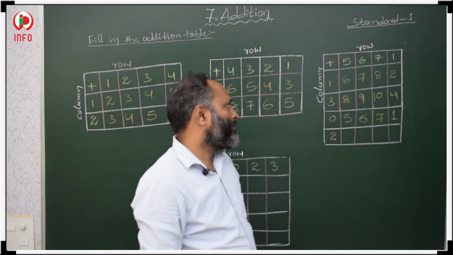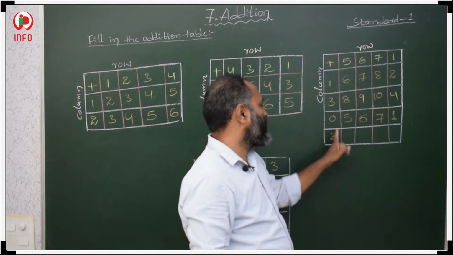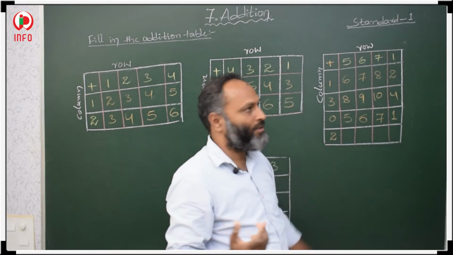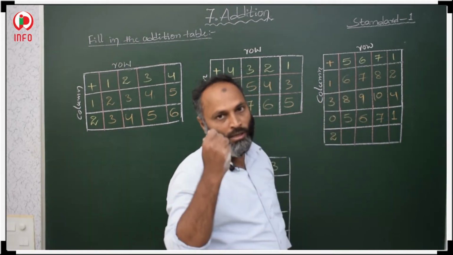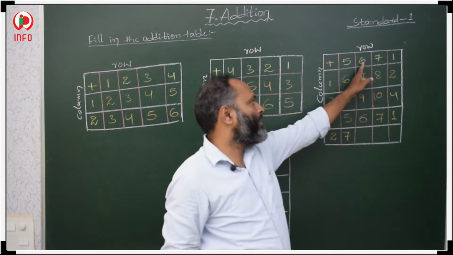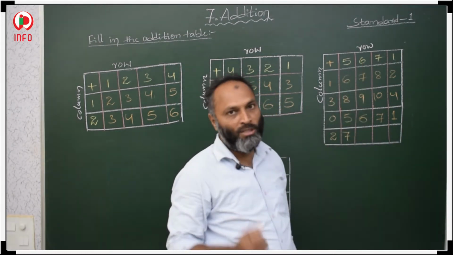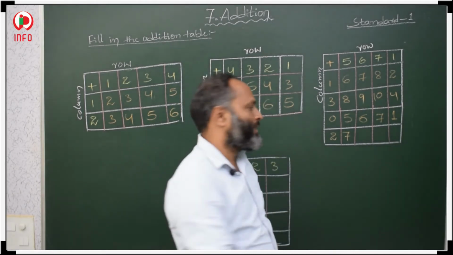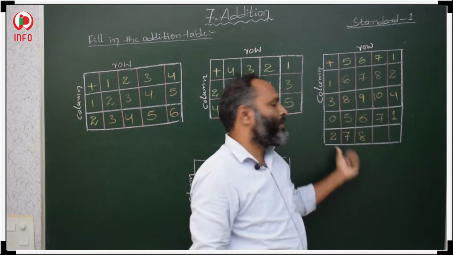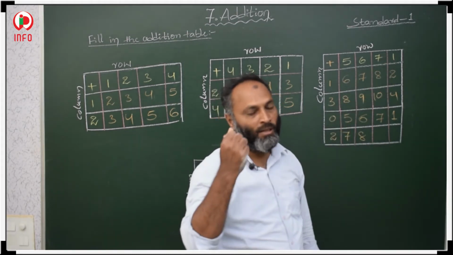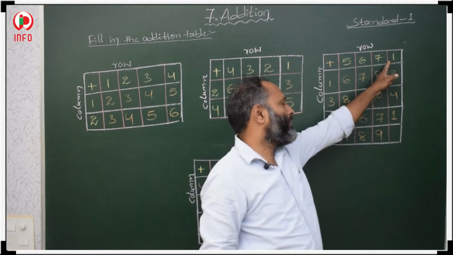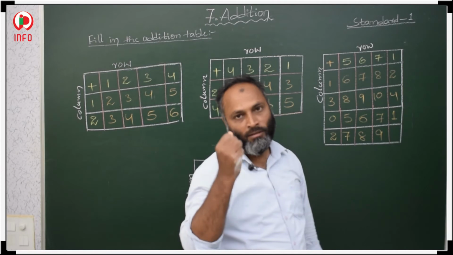Okay. Now 5 plus 2 means 2 more. After 5 we have to count 2 numbers in serial: 5, 6, 7. So 7 here. Then 6 plus 2 means 2 more numbers: 6, 7, 8. Then 7. After this 7 we have to count 2 numbers in serial: 7, 8, 9. Then 1, after 1 we have to count 2: 1, 2, 3.